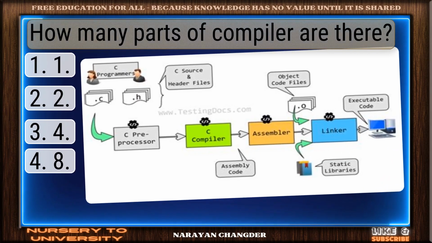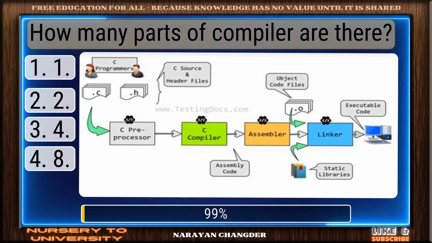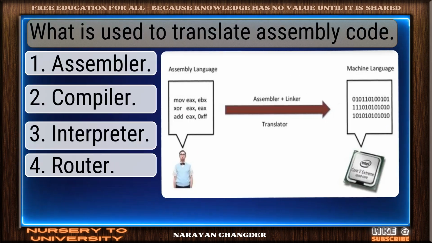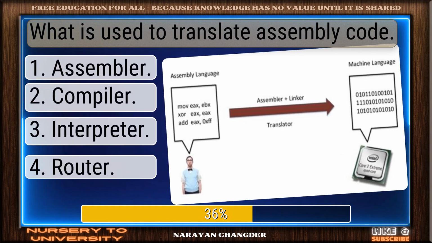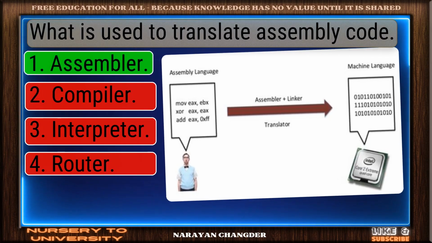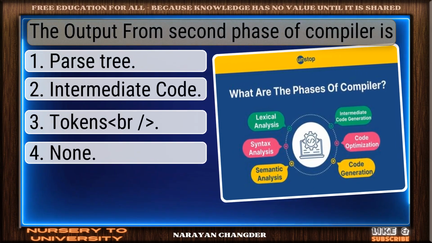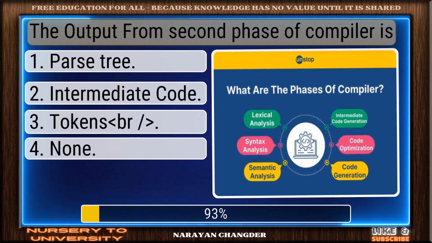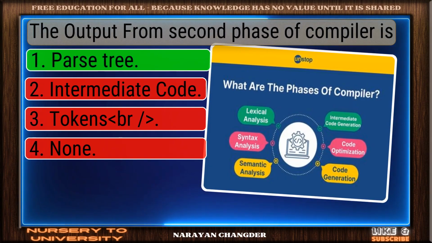How many parts of compiler are there? You're right. 2 is correct. What is used to translate assembly code? Valid point. Assembler is true. The output from second phase of compiler is? Nice selection. Parse tree is correct.